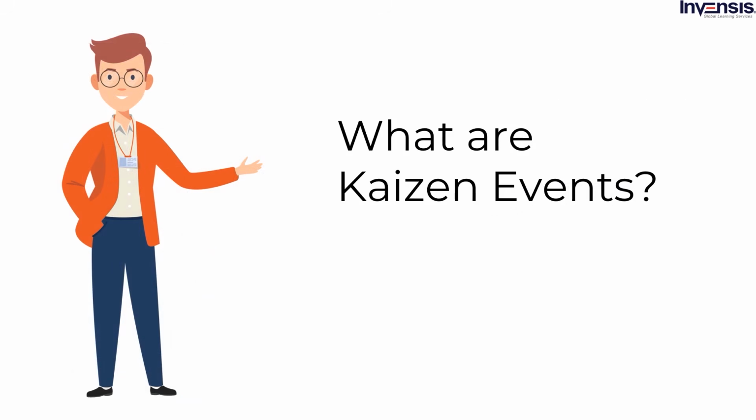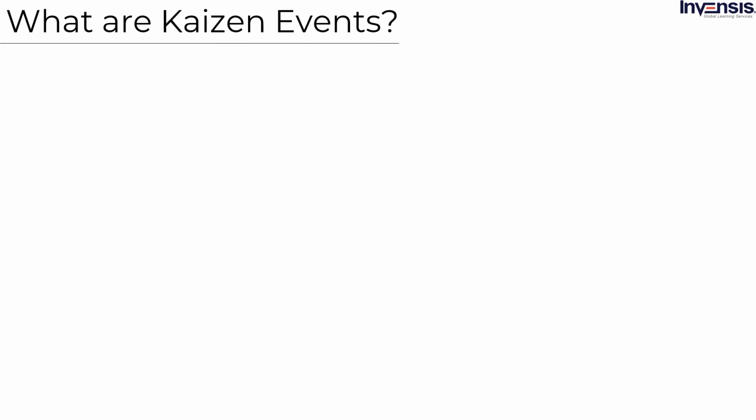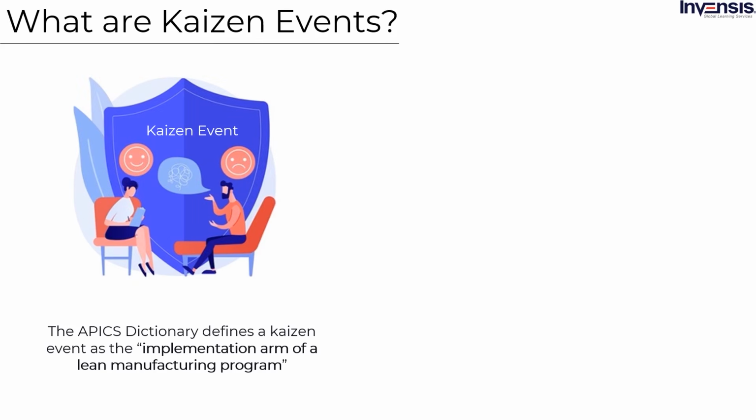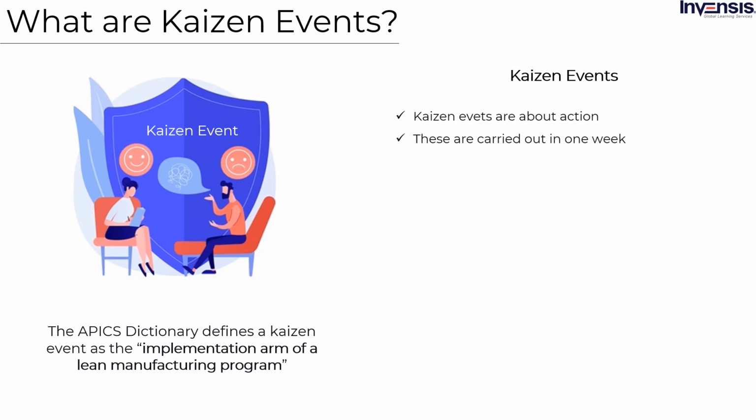After knowing the 3 pillars of Kaizen, we shall try learning the term Kaizen Events. What are Kaizen Events? The Apex Dictionary defines a Kaizen event as the implementation arm of a lean manufacturing program. Kaizen events are natural outgrowths, and one of the most powerful ways to operationalize process improvement training and create momentum in an organization. These Kaizen events typically are carried out in 1 week. In other words, it's all about action.